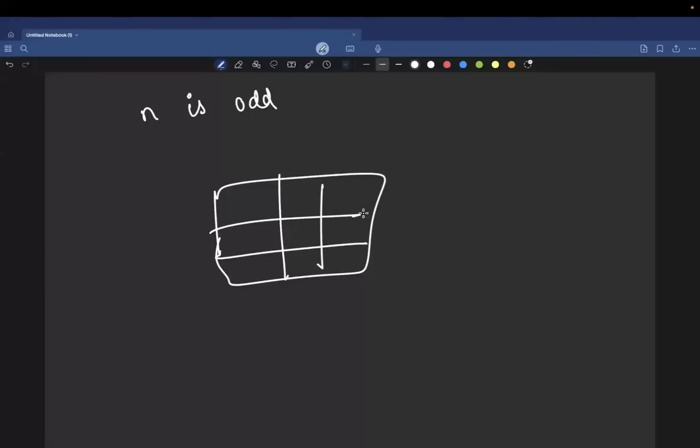Now let's say n is odd. Then for a grid like this, if you color this guy as black, you can color this guy as black, you can color this one as well, and you can color this one as well, and this one as well. This is the maximum number of cells you can color as black.